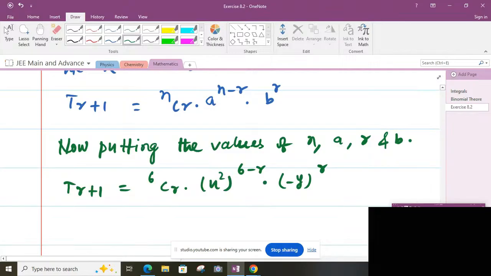So hope that there is no problem to understand the solution of this question. So at this step we get the answer. So this is the answer.